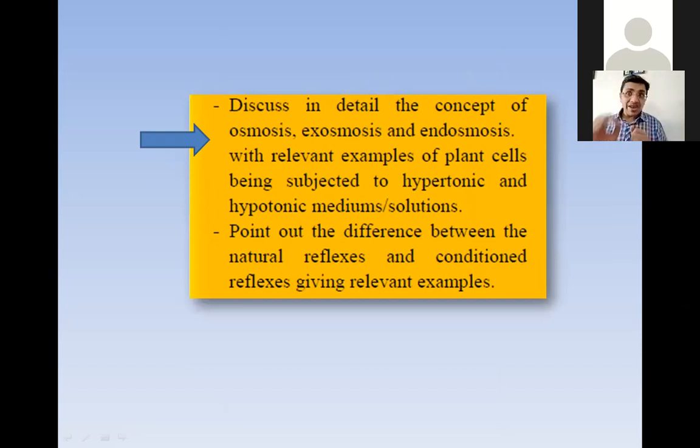Whenever you mention osmosis, you cannot just say that it is the movement of water from a region of higher concentration to a region of lower concentration. You have to mention something about the semi-permeable membrane. Without that, the definition of osmosis is not correct, right? And there are two types of osmosis that you know: exosmosis and endosmosis.